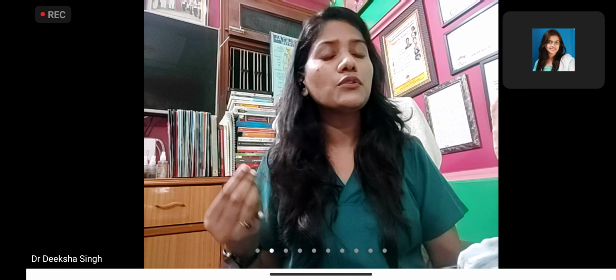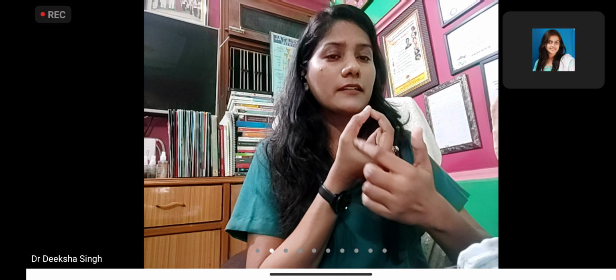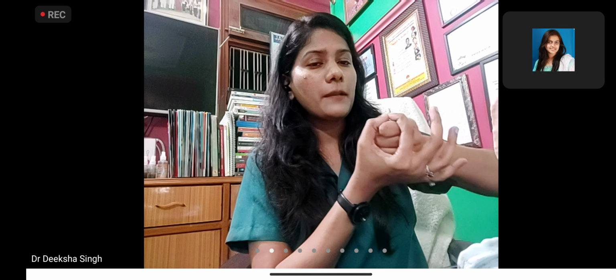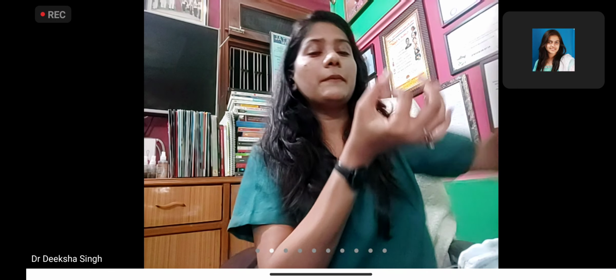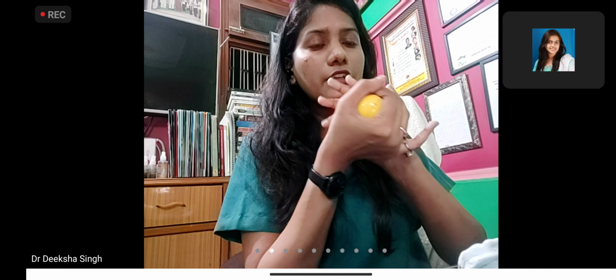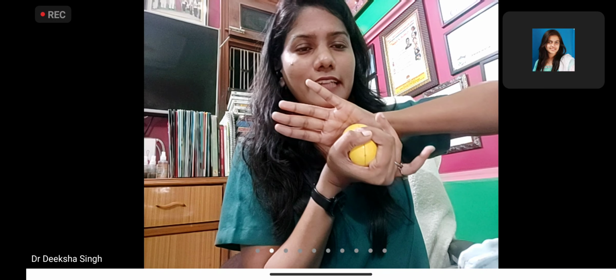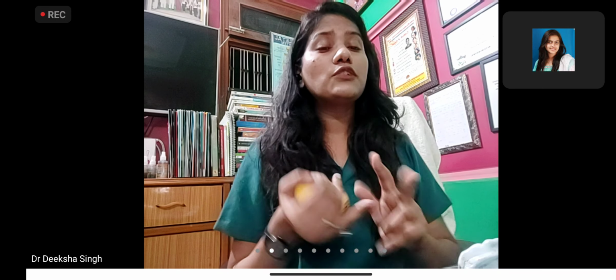Stage 2 is basically when your 10 centimeter opening will be there. In the third stage, and in phase 2, delivery of the baby, your baby's head is somewhere here, as shown like this, and from here your 10 centimeter opening will be there, and the baby's head is going to descend down, creating pressure on it.